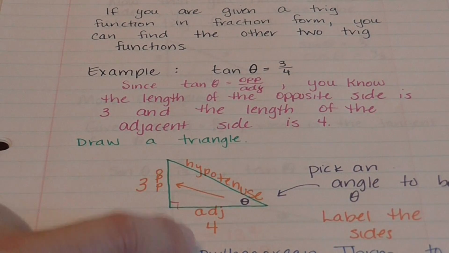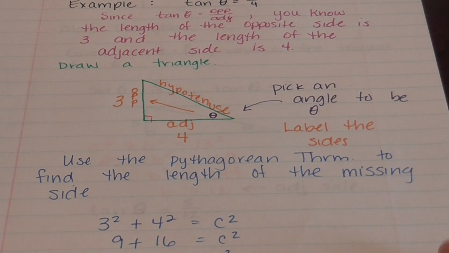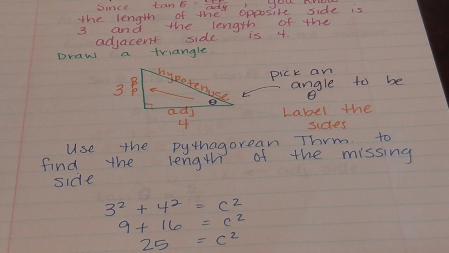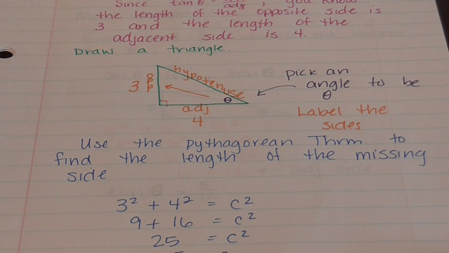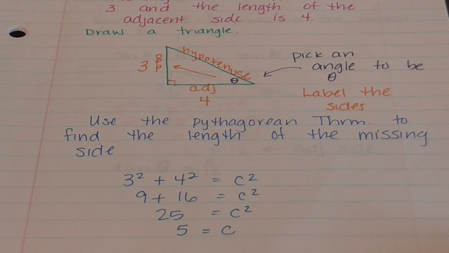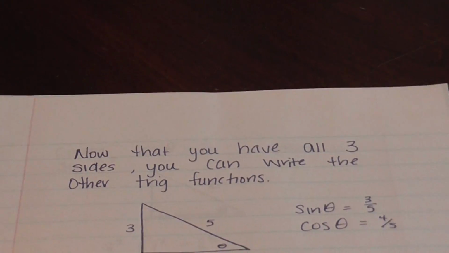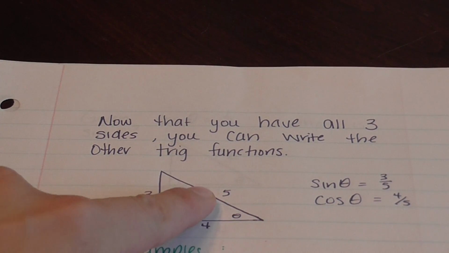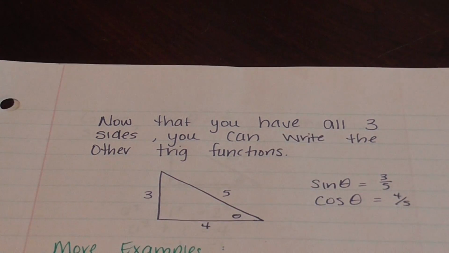If I have a right triangle where I have 2 of the sides and I need the third side, what I can always use is the Pythagorean theorem. This is why we did the Pythagorean theorem in the beginning of this little section. So we use it to find the last length. 3 squared plus 4 squared equals c squared, because the hypotenuse is always c. 9 plus 16 equals c squared. 25 equals c squared. Take the square root of both sides and I find out that c equals 5. So once I have all three sides, the 3, the 4, and the 5, now I can say the sine of theta is just 3/5, and the cosine of theta is just 4/5.